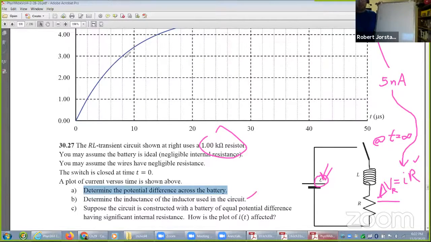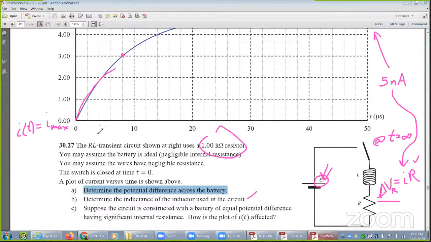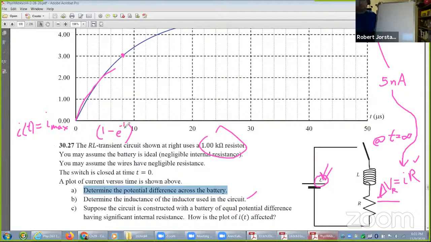That was that thing we were talking about where you pick a point and you use your I as a function of time graph, right? I as a function of time is equal to, clearly this is going to be I max times what? Is it e to the negative t, or is it 1 minus e to the negative t? When it goes up like this, is that exponential decay or asymptotic rise? Asymptotic rise. Yeah, so I need the 1 minus e to the negative t over tau, right?